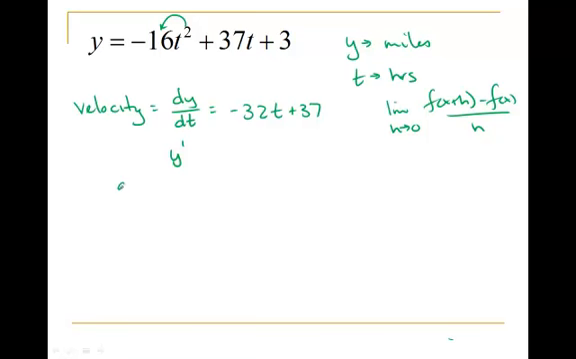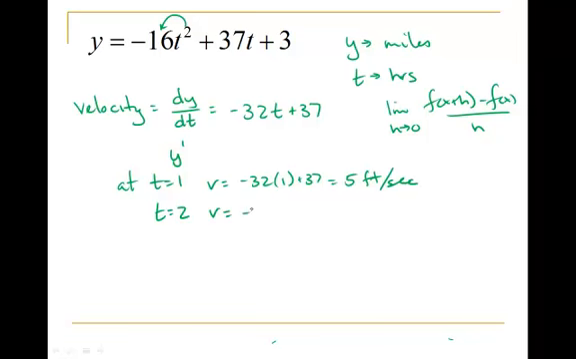So for example, when t equals 1, my velocity would equal negative 32 times 1 plus 37, or 5 feet per second. Don't forget your units. At t equals 2, we get a velocity of negative 32 times 2 plus 37, and that's negative 27 feet per second.